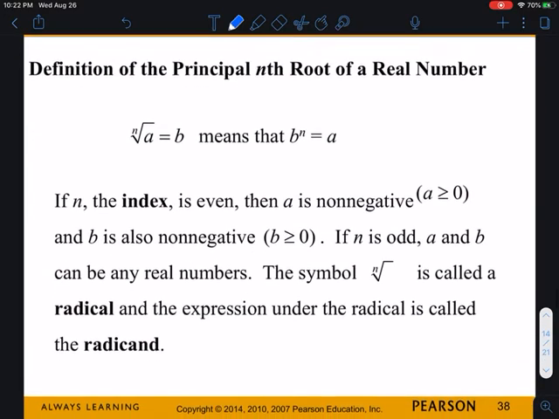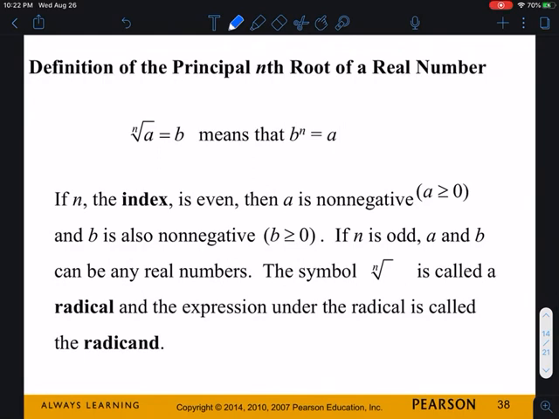So the definition of the principal nth root of a real number. It has the nth root, that's a root that's other than the second root or a square root. The nth root of a is equal to b means that b to the nth power is equal to a. So it says if n, which is called the index, is even, then a is non-negative, meaning a is greater than or equal to 0, and b is also non-negative. If n is odd, a and b can be any real numbers. The symbol, the nth root, is called a radical, and the expression under the radical is called the radicand.